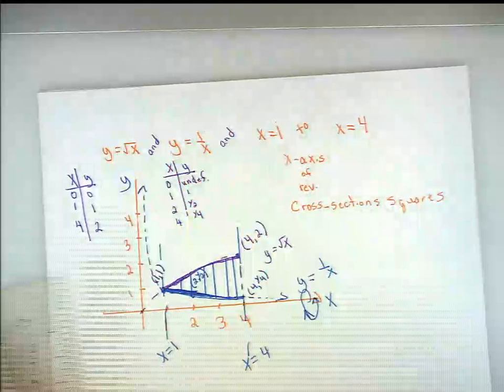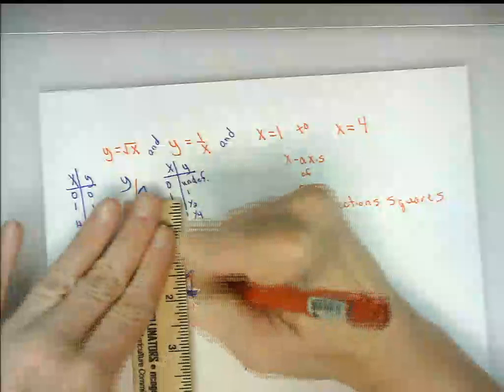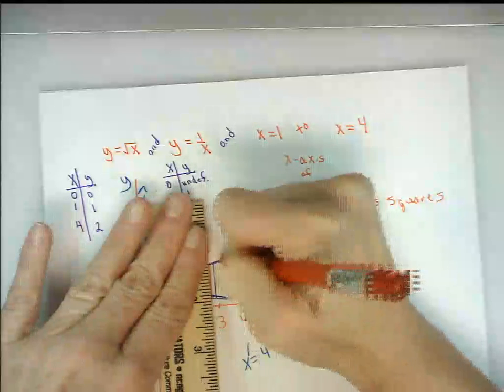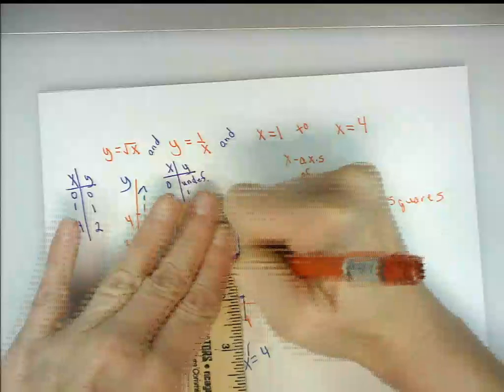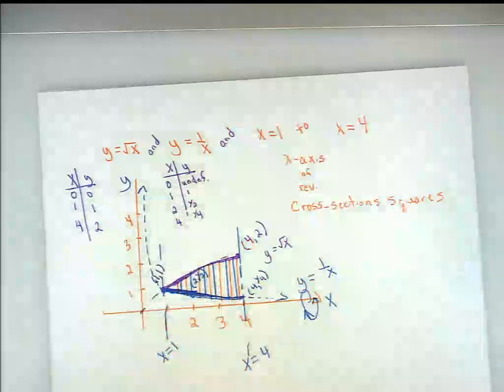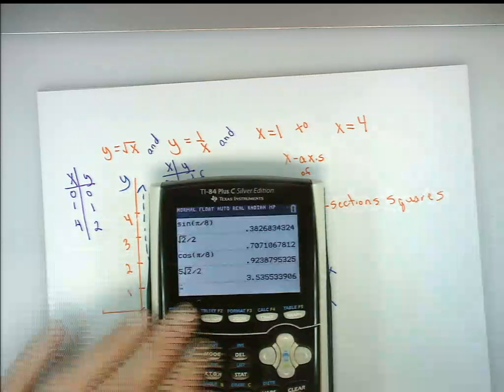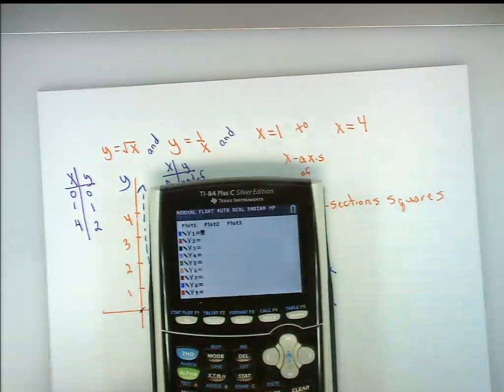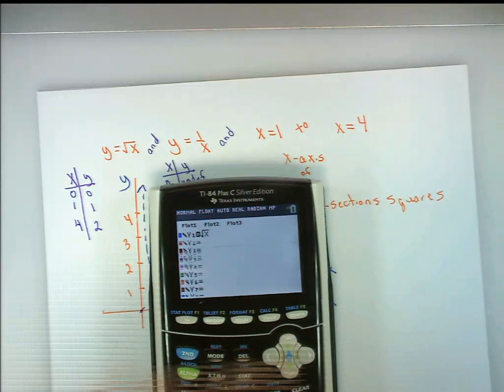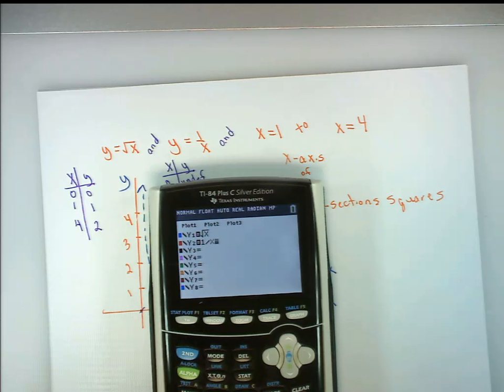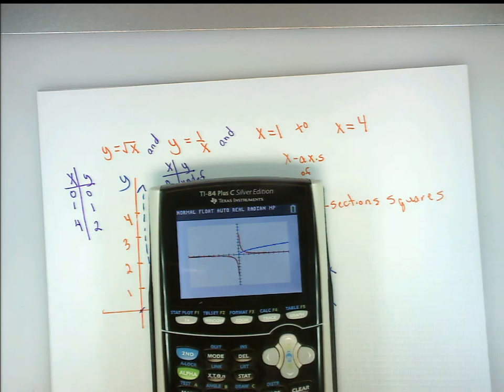Go back in between. Cross sections are squares. I want to show you quickly that I have the square root of x. At the same time, the calculator does a much better job than I did. And I really only want to look at the first quadrant.